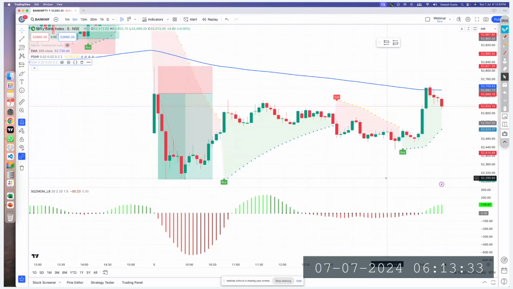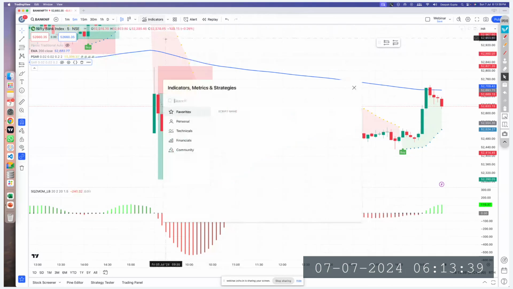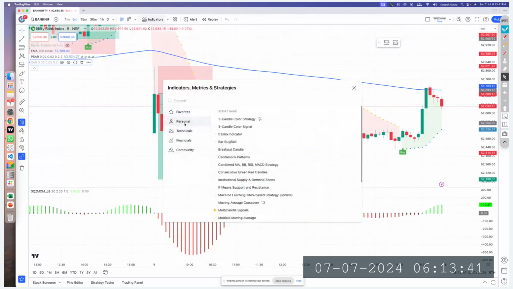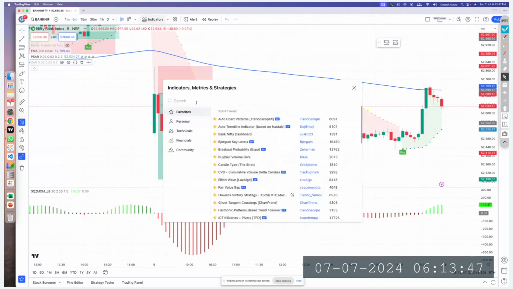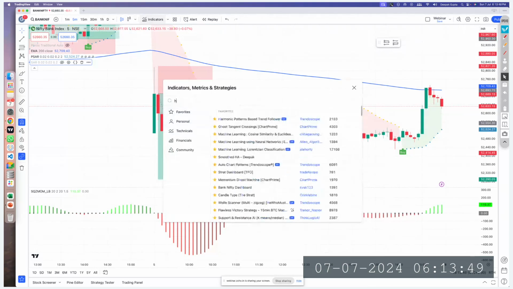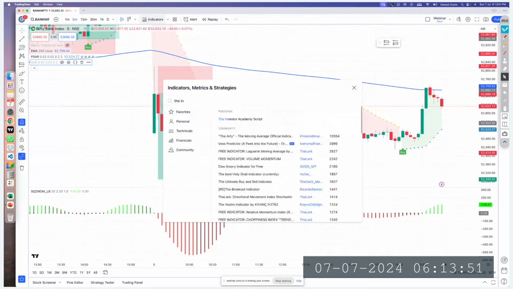Even we at Investor Academy have developed an indicator that is based on machine learning, and we are using it. So if I go and add that indicator, these are all the indicators that we are trying to develop, and the one that we have at the moment is the investor, this one.